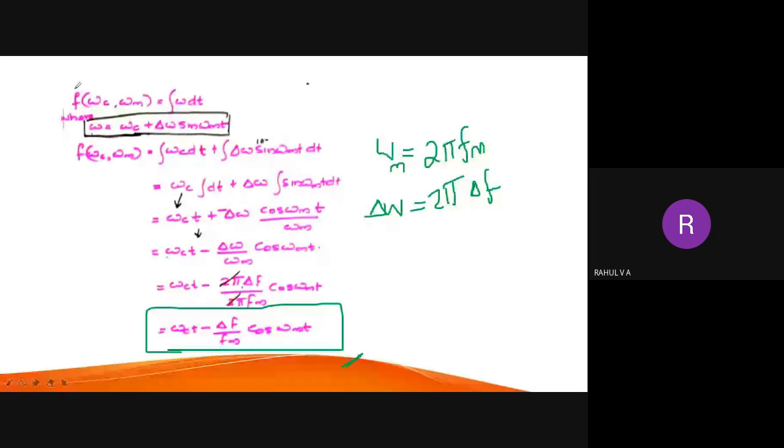found out what is f of omega c comma omega m. That's it.